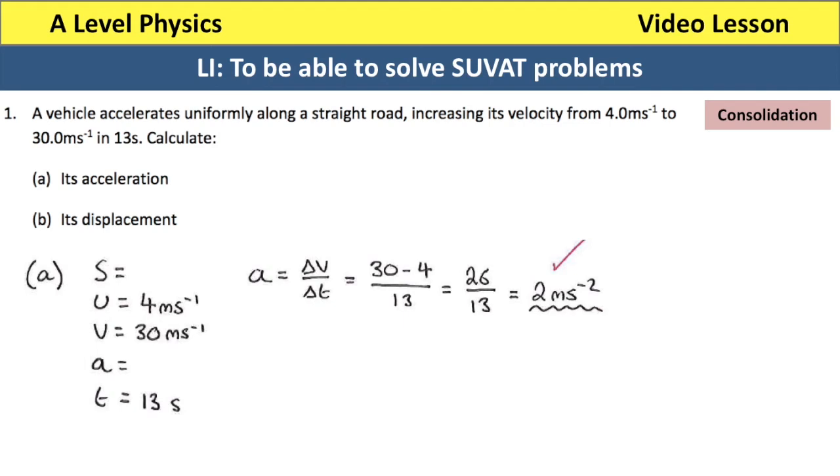You could have done that slightly differently to how it's written on the board. You could have, of course, started with V equals U plus AT. Then you would have reached A equals V minus U over T, and the answer would come out as being the same. We now want to work out the displacement.